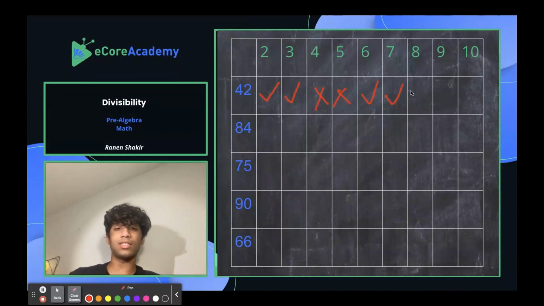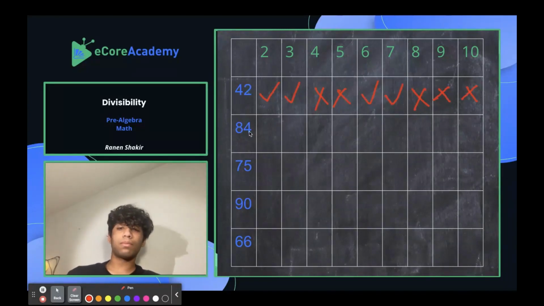8 is not gonna work, because the 8 rule is a little different: you've got to look at the last 3 digits. It's only 2 digits. And then 9, you should already know that it's not gonna work, because nothing multiplies with 9 to get you to 42. This isn't gonna work. And then 10, already know it's not gonna work because it doesn't end in a 0.